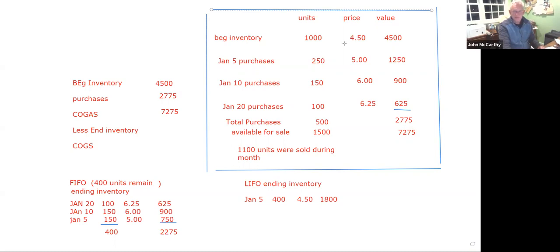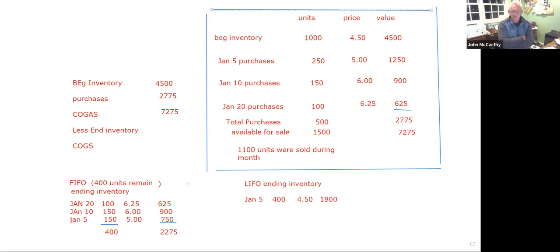Okay, so we get the beginning inventory of 4,500. We put that over here. We have the purchases of 2,775. Again, this is dollars. There, that's cost of goods available for sale. Now to find cost of goods sold, we have to find ending inventory under FIFO and LIFO.